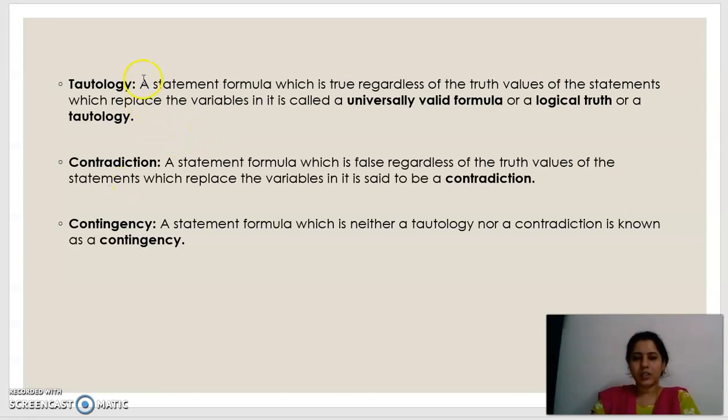We already know what a statement is. A statement is a declarative sentence which we can say is either true or false. So a statement formula whose truth value is true regardless of the truth values of its statements, we call that compound statement a tautology. And a contradiction means a compound statement whose overall truth value is completely false.